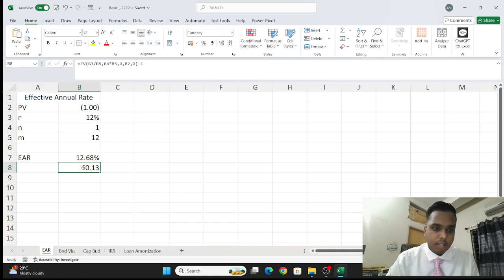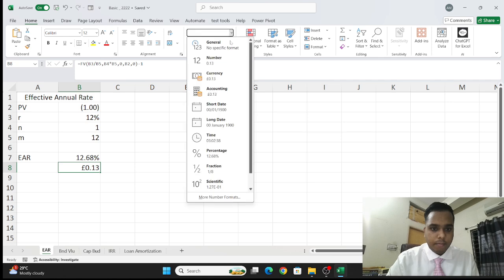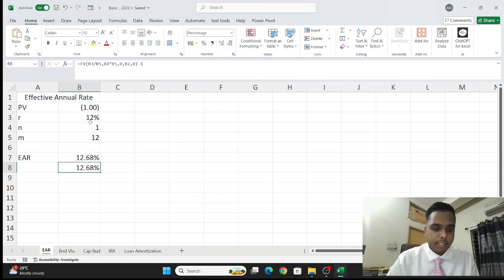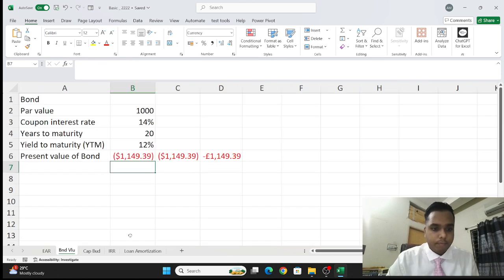This is not in the form of percentage. We will make this amount a percentage. To make it percent, we will go to the ribbon and Home, then we will make it a percentage. This is the percentage of EAR. That means the effective annual rate is 12.68%.